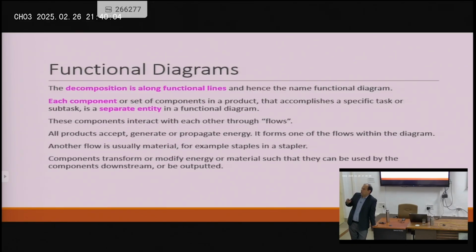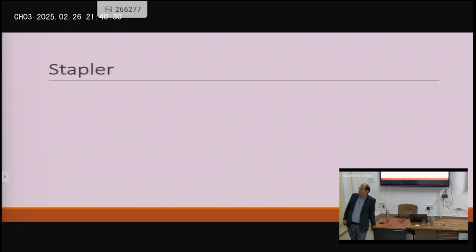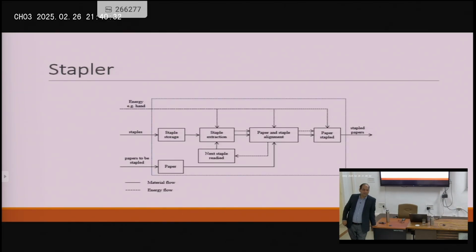And components will transform or modify energy so that it can be used by components downstream or output from the system. So if I have a whole functional diagram of this webcam, when it's activated, some energy will be sent to the LED next to the camera saying, hey, your camera is on, right? So that energy is released to the user to detect. Okay, so stapler, I intentionally keep changing the products on you so that you don't get bored.